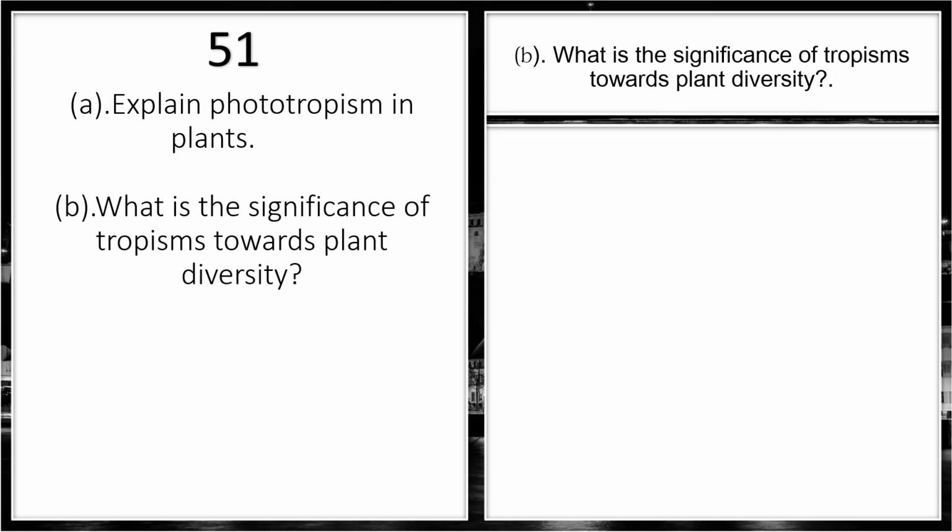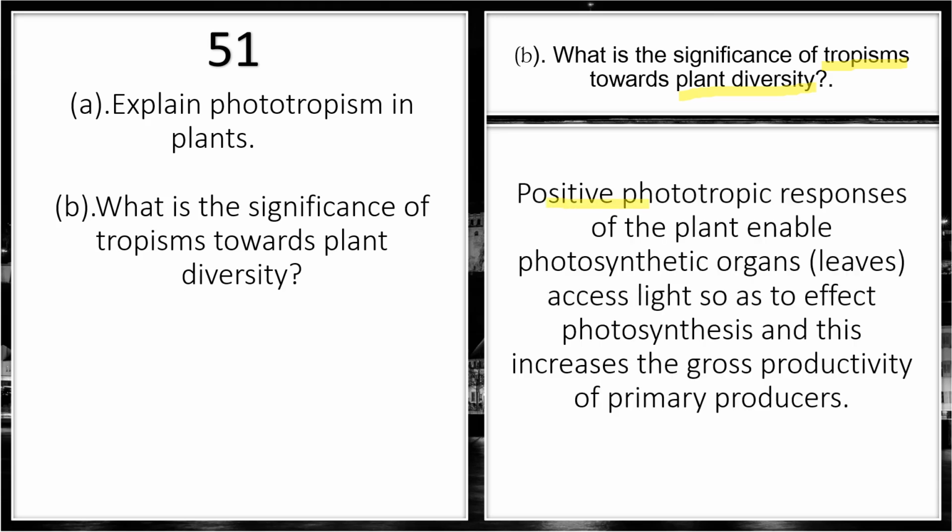Part B. What is the significance of tropism towards plant diversity? Positive phototropic response of the plant enables photosynthetic organs, which are the leaves, to access light so as to effect photosynthesis, and this increases the gross productivity of the primary producers.